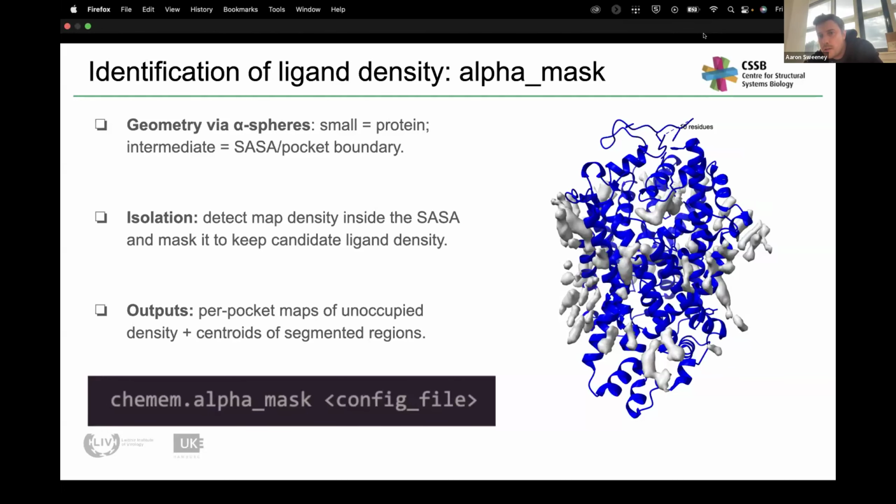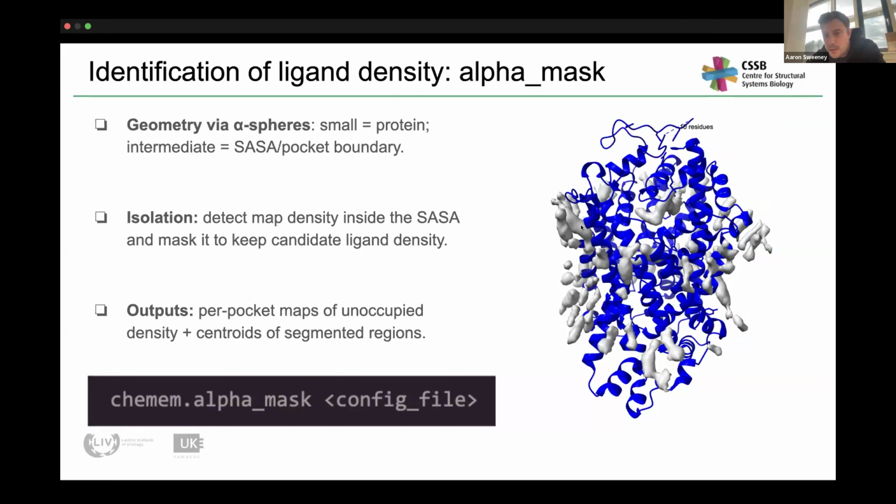So where do you start? So the first thing I did was run a protocol we have, which is rather handy on ChemEM, called AlphaMask. And this tries to look for discrete densities which are not modeled by your protein. To do this, we transform the points of the protein into an alpha shape, alpha spheres, where small spheres are the protein and intermediate spheres we say are like the SASA or pocket boundaries. So we'll only try and isolate densities from around these places.